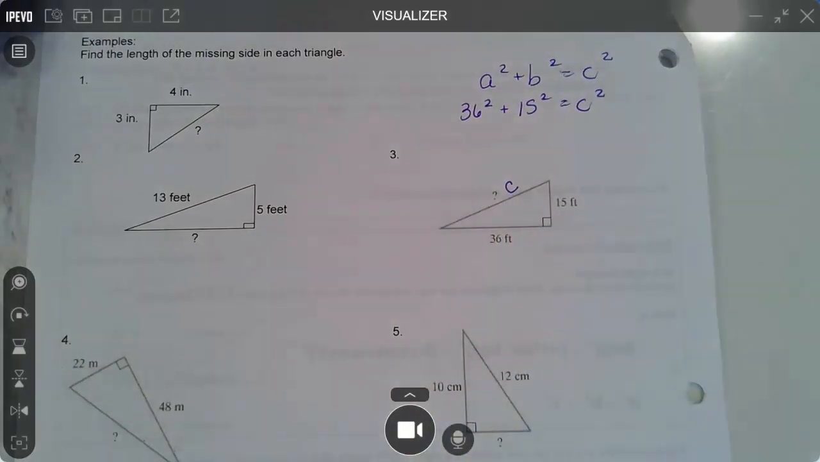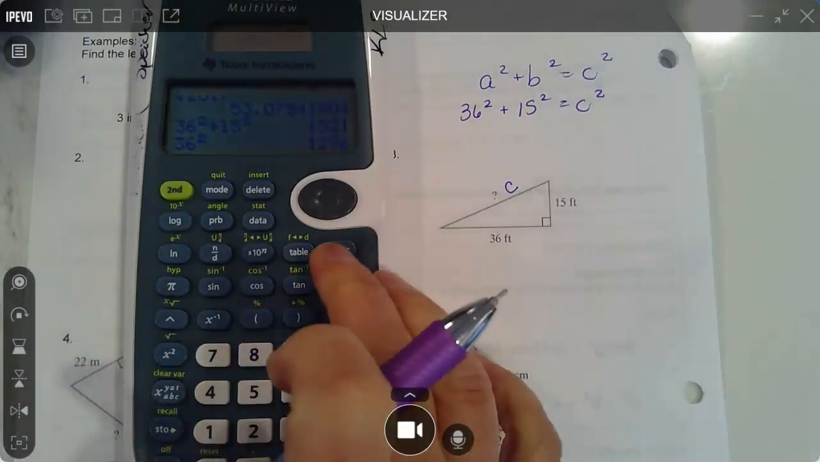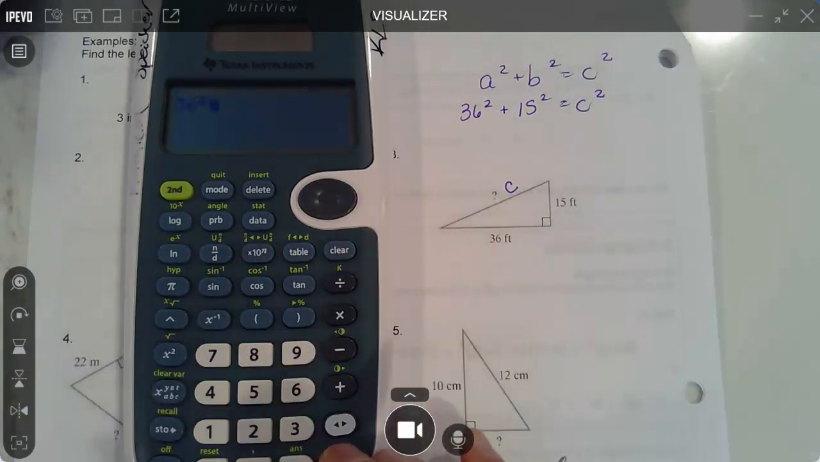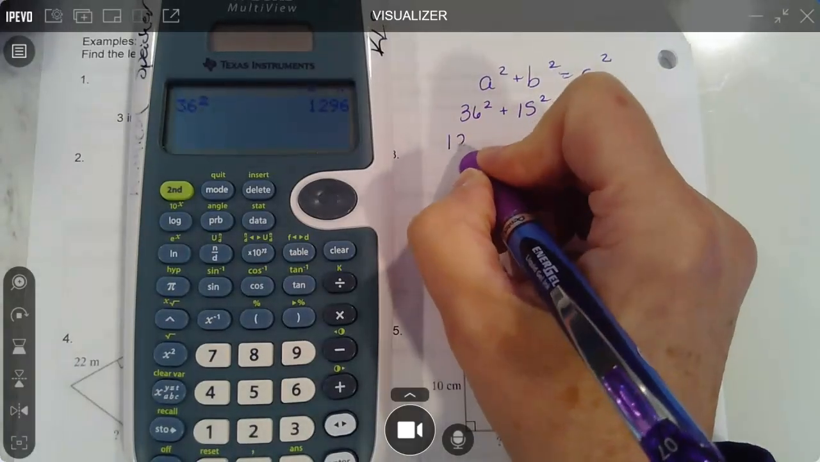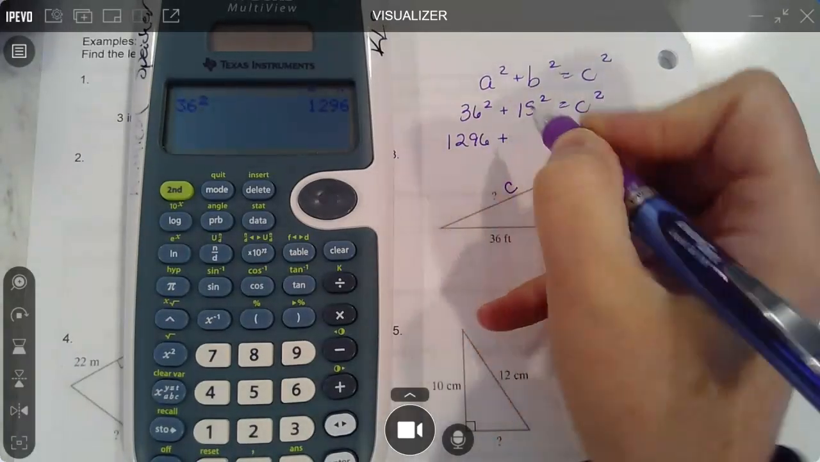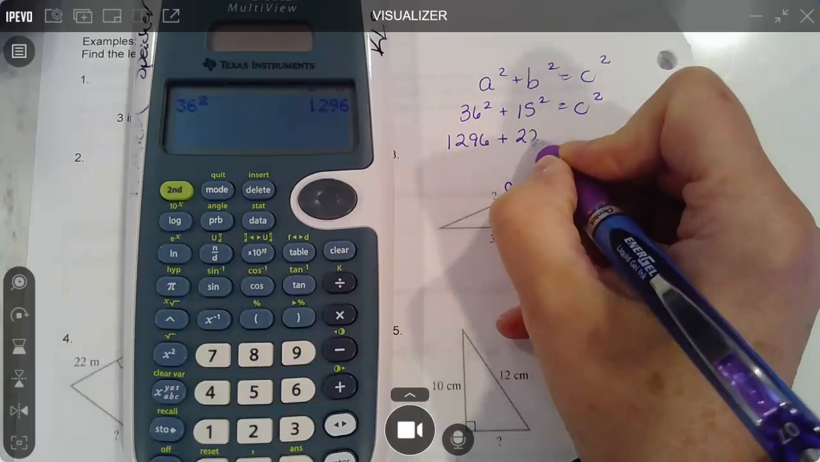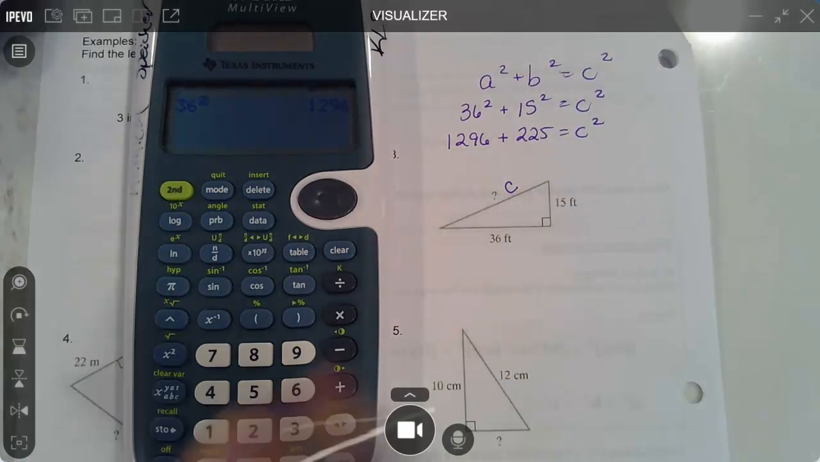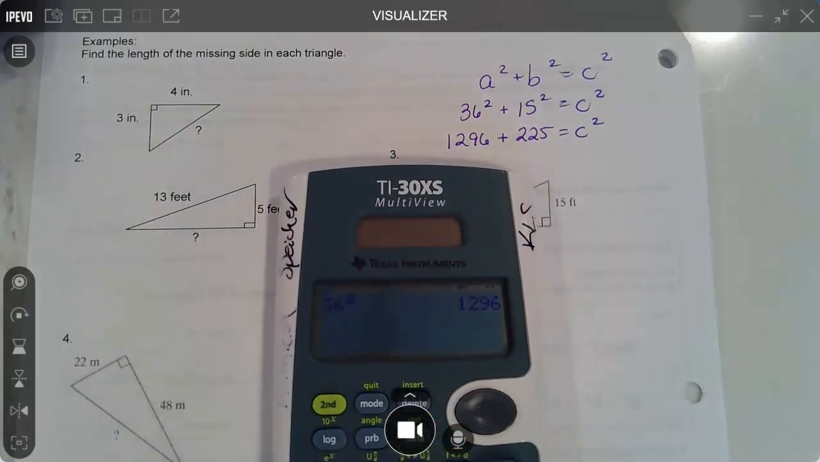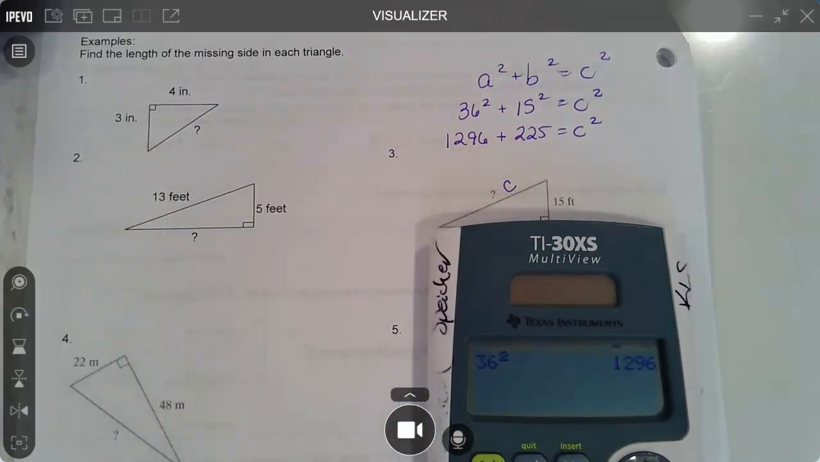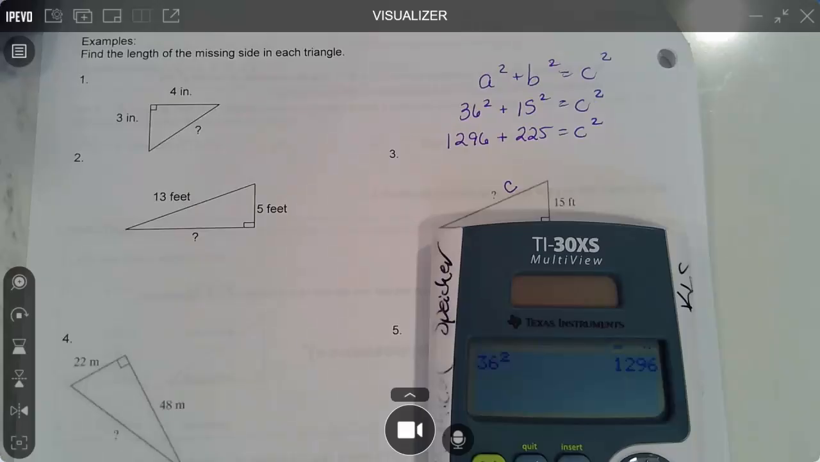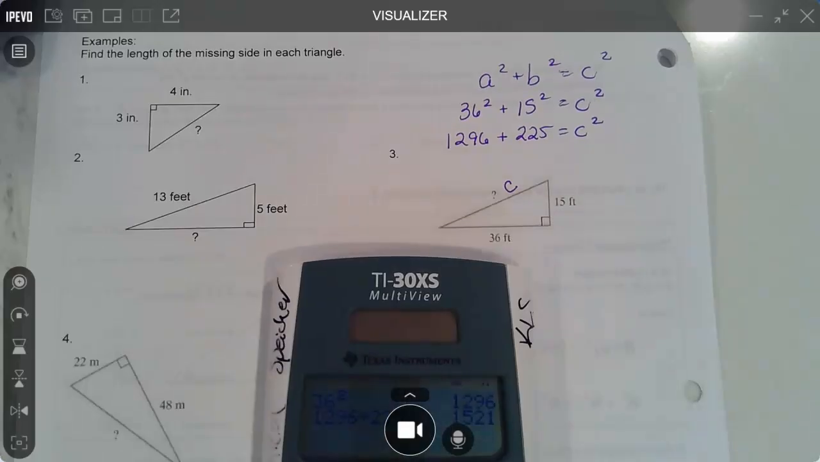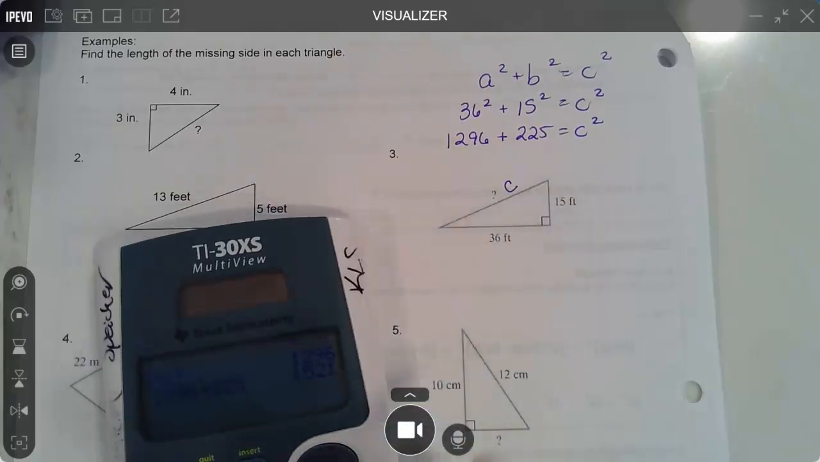Okay, so 36 squared is 1,296. 15 squared is 225, and that equals c squared. You can see the calculator. All right. And then if we add the 1,296 plus the 225, that gives us 1,521.